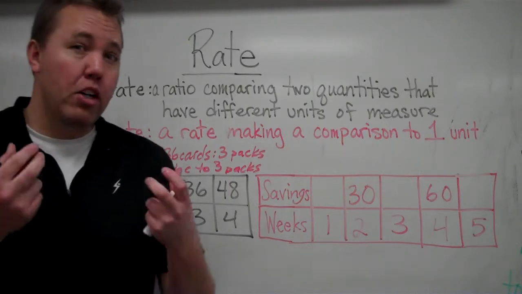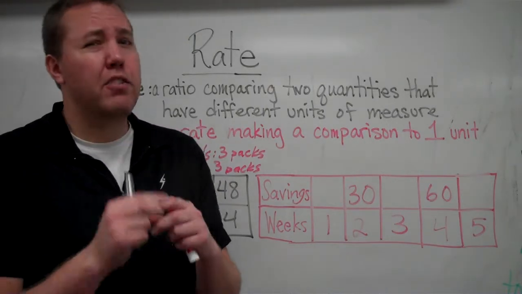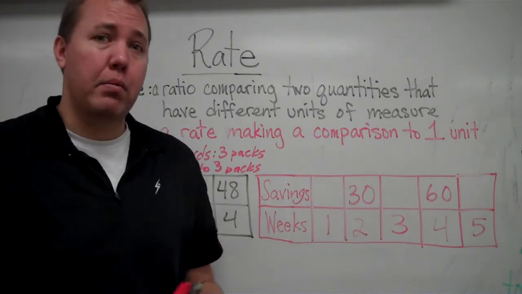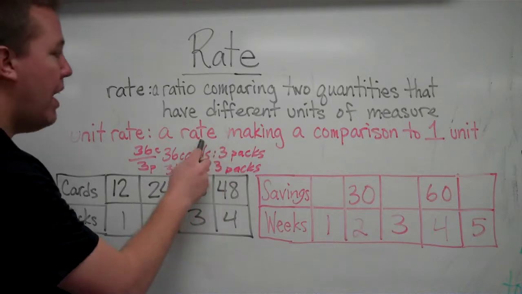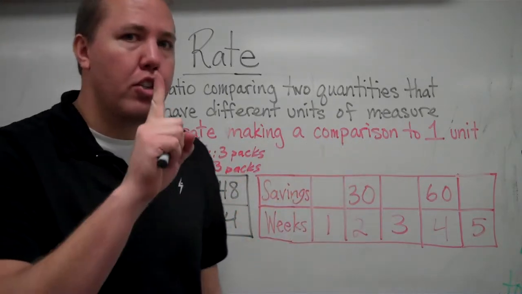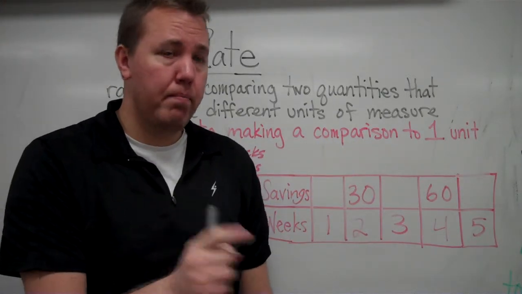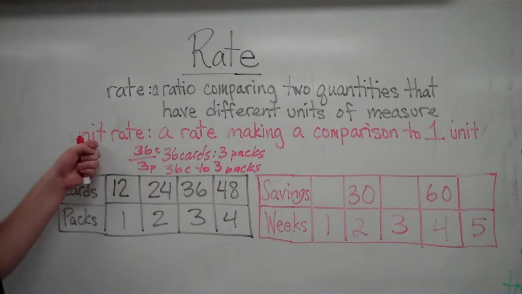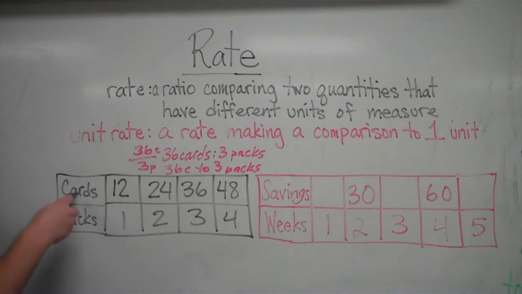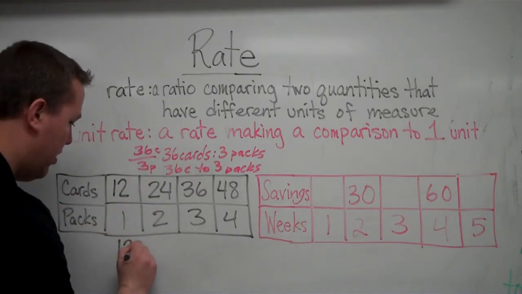Now I want to talk about unit rate. A unit rate is a special type of rate. It helps us figure out a whole lot of things because a unit rate is a rate making a comparison to 1 unit. A lot of times we need to break things down to 1 unit, and that's called a unit rate. So the unit rate for cards to packs is 12 to 1.